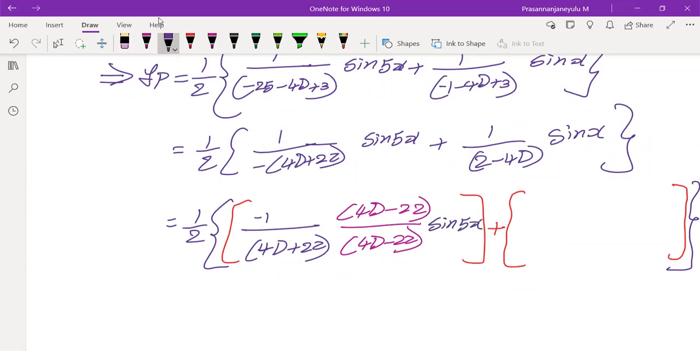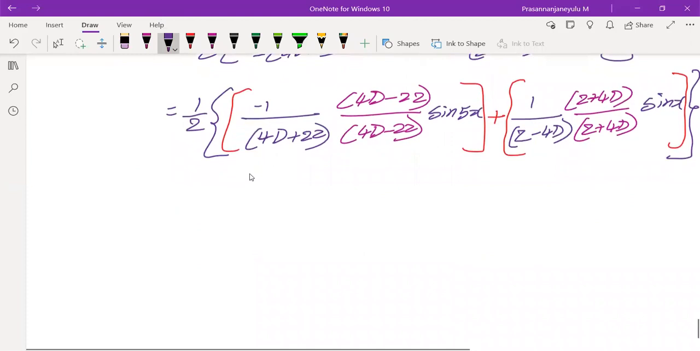In the same manner for the second term, we have 1 by 2 minus 4D, and we have to do rationalization. With which one do we have to do rationalization? Multiply and divide with 2 plus 4D. If we do this, then we'll get the coefficient of sine x. Now, if we do the simplification, 1 by 2 is common for both the terms.